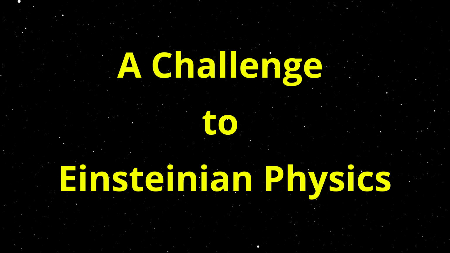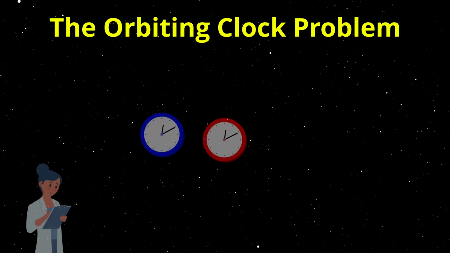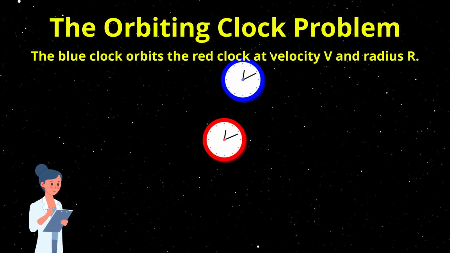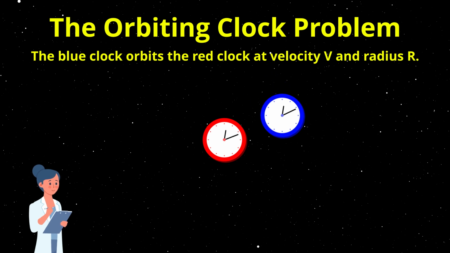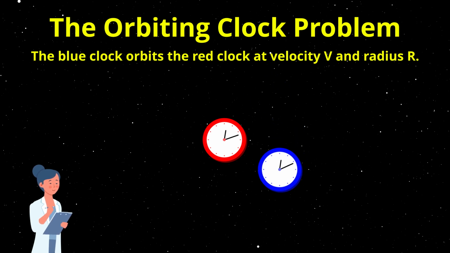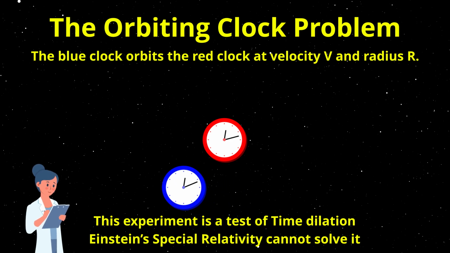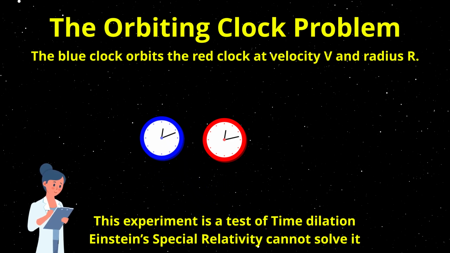This video is a challenge to Einsteinian physics. The orbiting clock problem. The blue clock orbits the red clock at velocity v and radius r. This experiment is a test of time dilation. Einstein's special relativity cannot solve it.